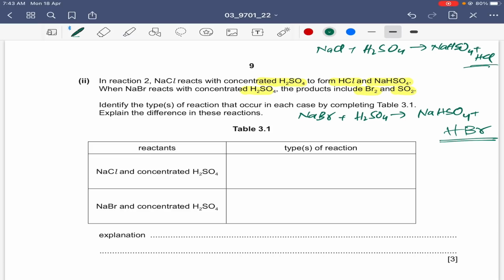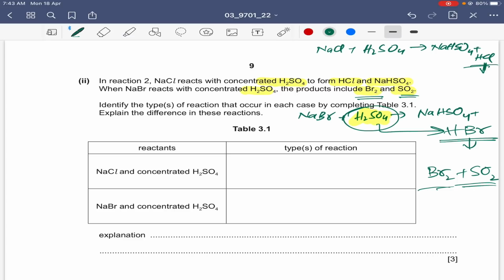So the H2SO4 present would be in excess. This can oxidize HBr, or the bromide ion present in HBr, because H2SO4 is a strong enough oxidizing agent to oxidize bromide ion. It cannot oxidize Cl minus, but it can oxidize Br minus, as it is less thermally stable and a weak oxidizing agent. So H2SO4 can easily oxidize bromide into bromine and sulfur dioxide. So this is what they're telling us, that the products include bromine and sulfur dioxide.